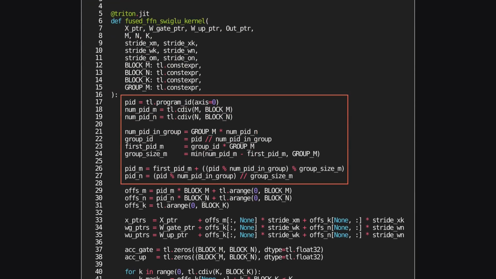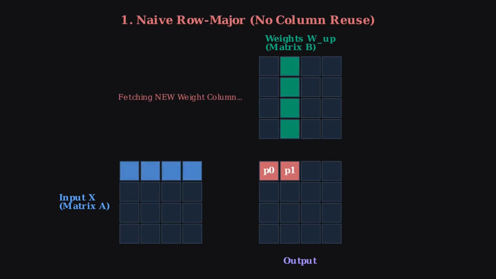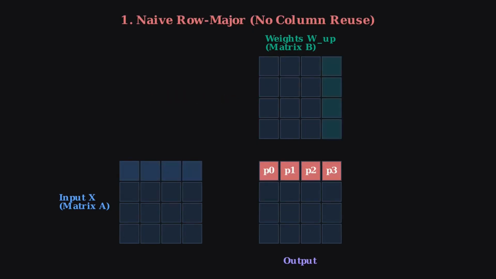This block of code calculates our row and column coordinates. It looks a bit heavy, but all it really does is change the order in which we process the output matrix. Let's see why we need it. Normally, Triton processes blocks row by row. And what is the problem? Every time we move to the next block, we have to fetch a brand new column of weights from the slow main memory, HBM. That's zero reuse and terrible performance.